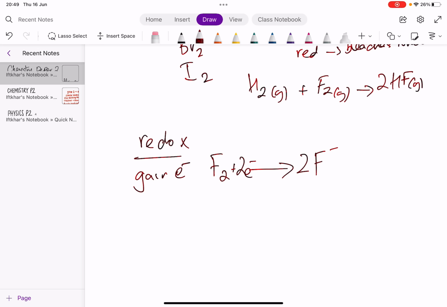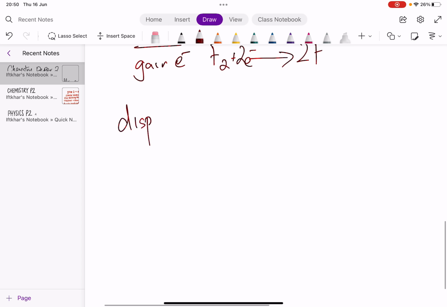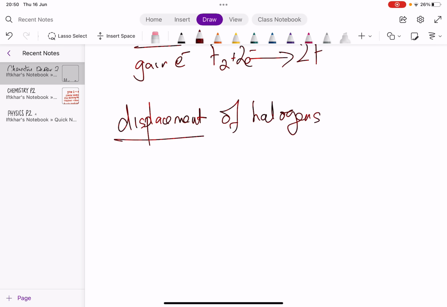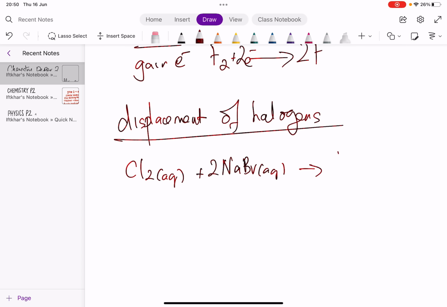The other very important reaction of halogens is displacement. Extremely important reaction, a possible 6 marker could come up. A more reactive halogen displaces a less reactive halogen from a solution of its compound, e.g. chlorine water can react with sodium bromide and it will form bromine and sodium chloride. Now you need to know the colors. Bromine is an orange solution, and therefore that's the color change.